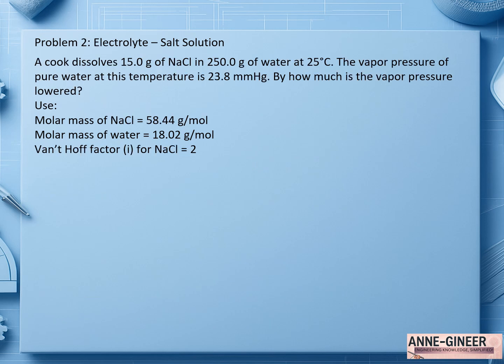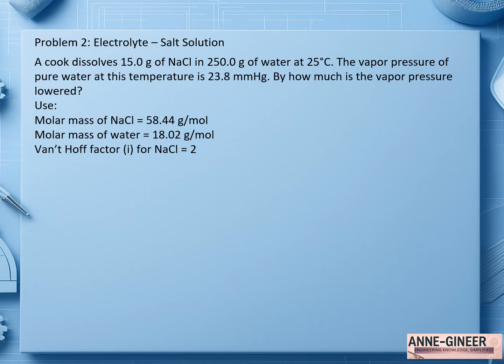Another example, electrolyte. So we have a salt solution. A cook dissolves 15 grams of sodium chloride in 250 grams of water at 25 degrees Celsius. The vapor pressure of pure water at this temperature is 23.8 mmHg. By how much is the vapor pressure lowered?